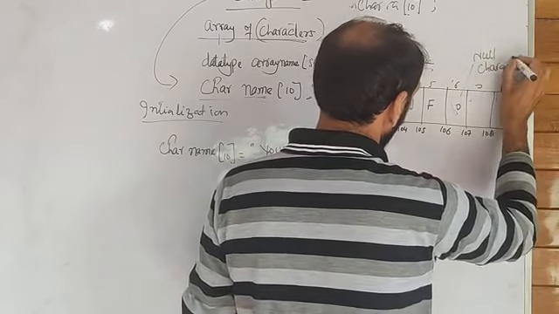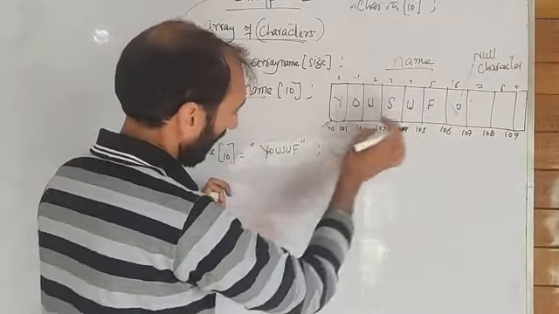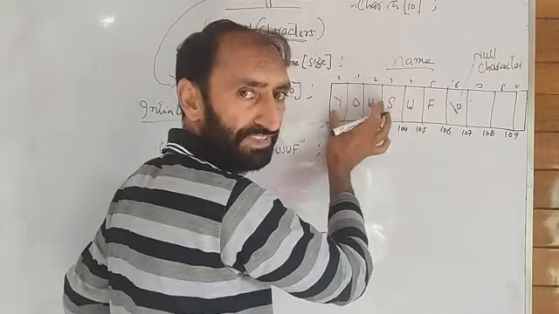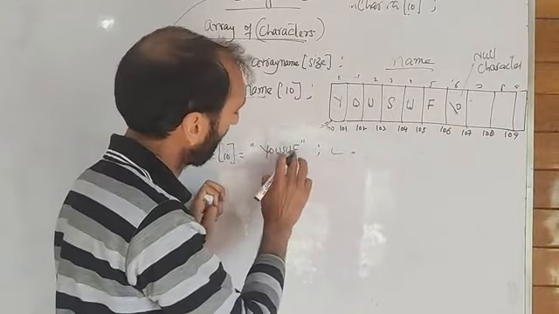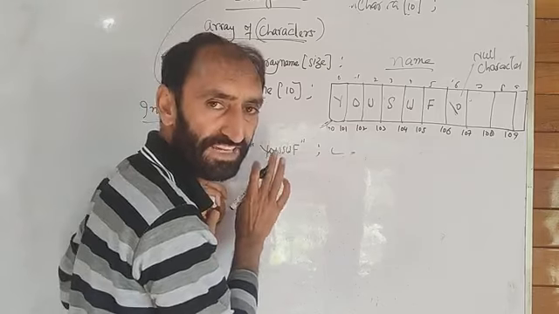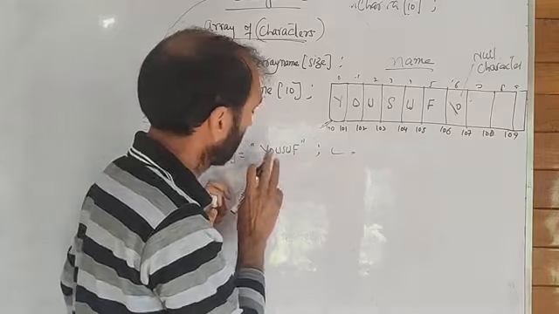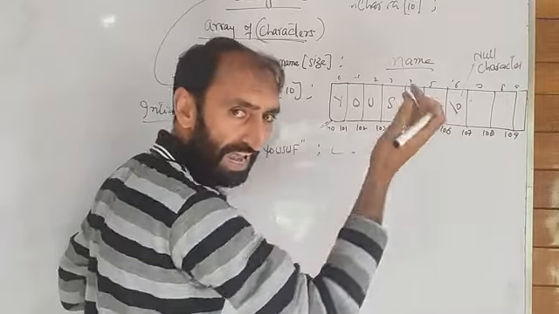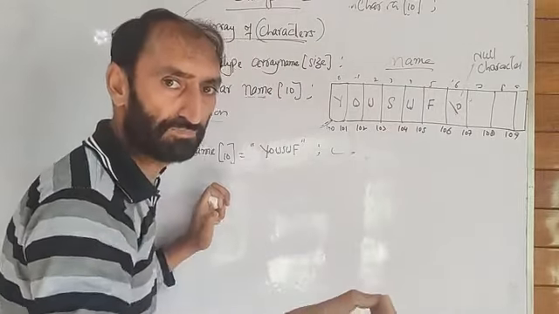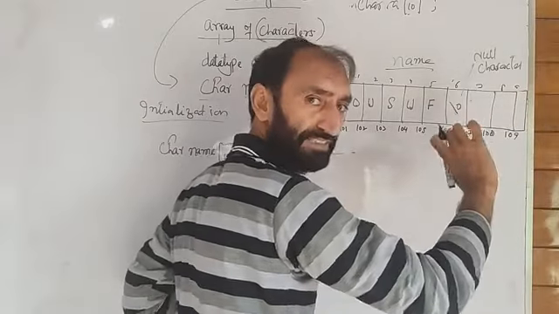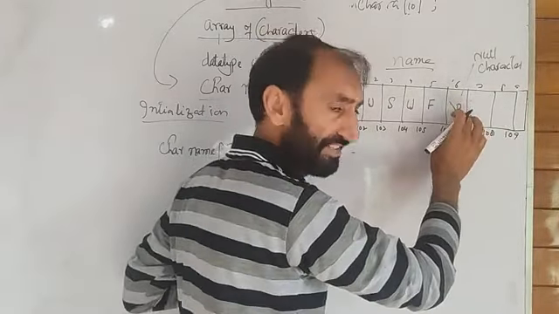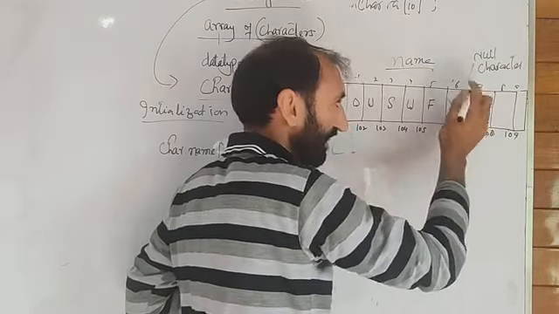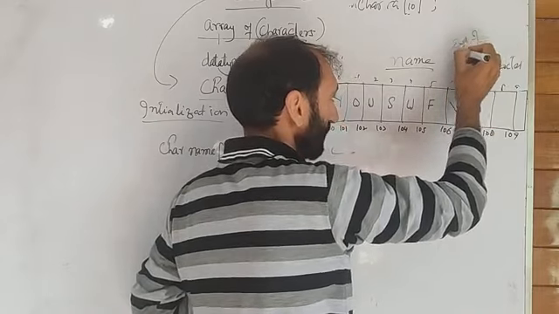The compiler will automatically put the null character at the end of this string. The string is Y O U S U F, or 1 2 3 4 5 6 characters, and the last one, that is the end of the string, will be put by the compiler itself at the end of the string. The null character \0 is the end of the string.